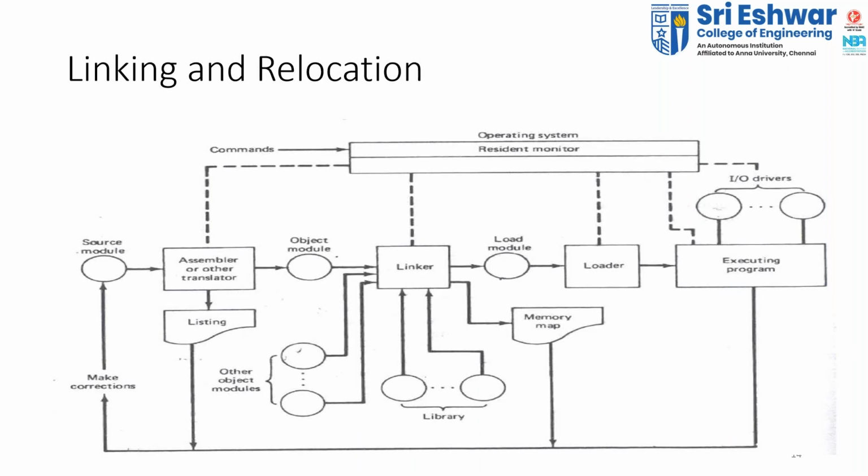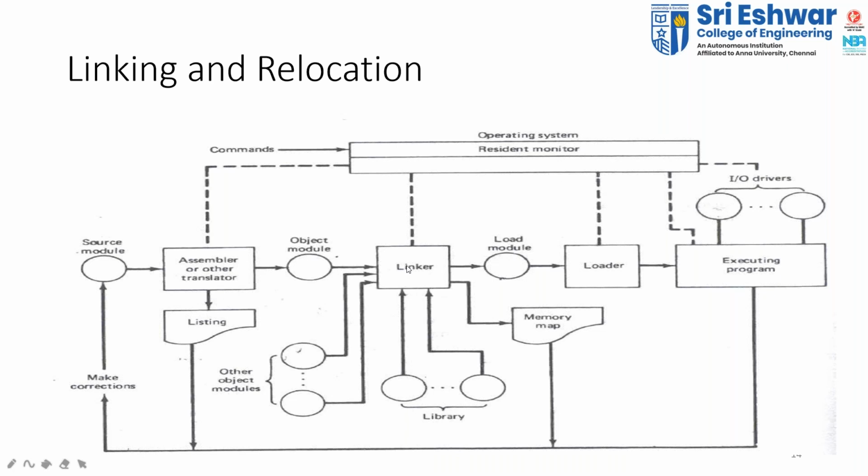And linking and relocation. Okay, so from the diagram you can easily understand what each tool does. Here you have the source module and the editor. I edit my program in the source module, and it is given as input to my assembler or other translator, which produces object files and list files. The object files are generated by the assembler along with the list files. These are linked with your linker, which already has library files.